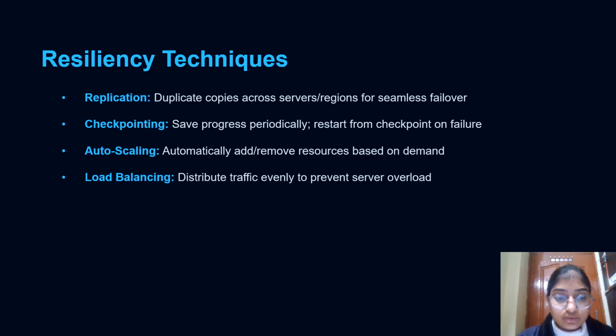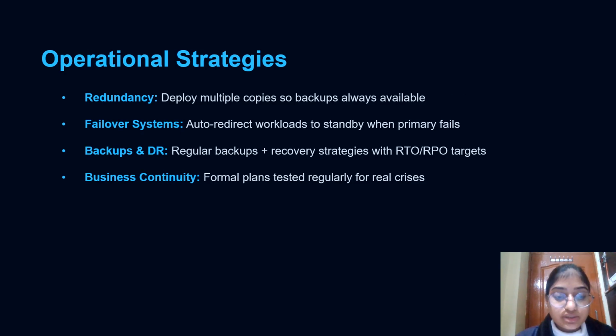Now we are going to move on to operational strategies of resiliency. First is redundancy, failover systems, backup and DR, and business continuity. In redundancy, there are multiple copies of systems and resources. In failover systems, workloads are automatically redirected during failures. If failure occurs, it automatically redirects the workloads. In backup and DR, regular backups plus recovery strategies. In business continuity, formal plans are tested regularly for a real crisis.